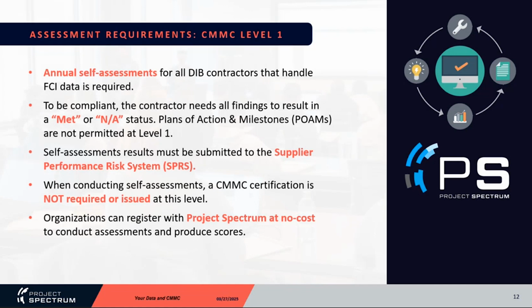Now, in order to be compliant, you need all of the findings to result in either met or not applicable status. And you don't need to have plans of action and milestones at level 1. That's something that a lot of people worry about, the POAMs. You don't have to have that at level 1. They're not permitted. Self-assessment results are submitted via the Supplier Performance Risk System, or SPRS.